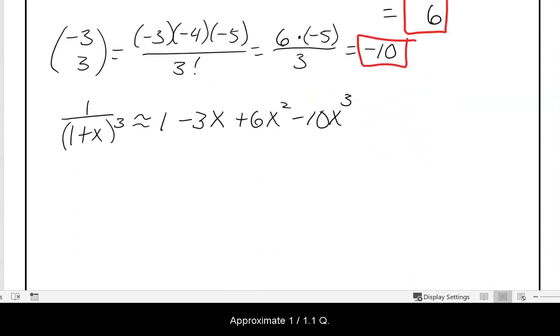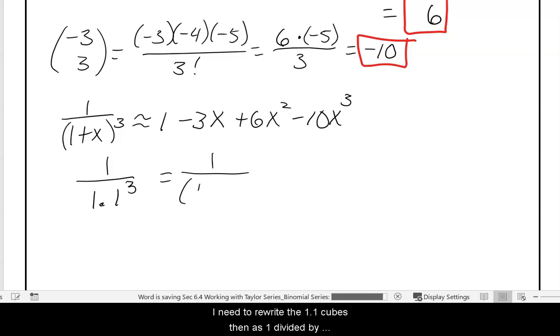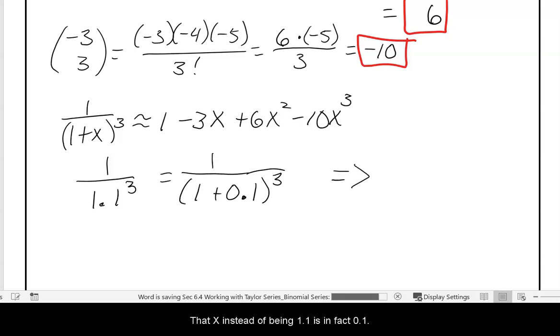To approximate 1 over 1.1 cubed, I need to figure out how to get that written in the same format as the function I have the approximation for. I need to rewrite it as 1 divided by the quantity 1 plus 0.1 quantity cubed, since 1 plus 0.1 is 1.1. That, however, implies that x, instead of being 1.1, is in fact 0.1.